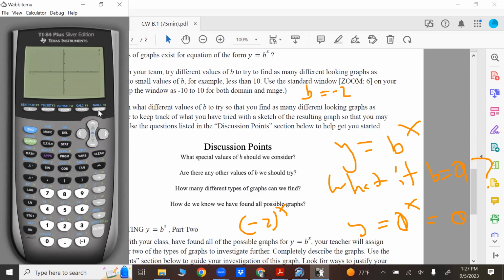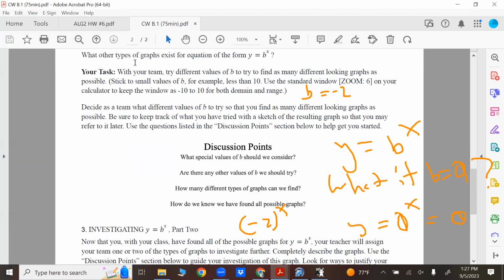Graph. Yeah, you see it's just a bunch of weird dots. It just doesn't know what to do with it. Even if I go back to the standard window, it doesn't even show anything. Yeah, it's just too weird.